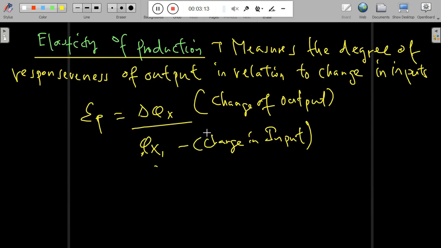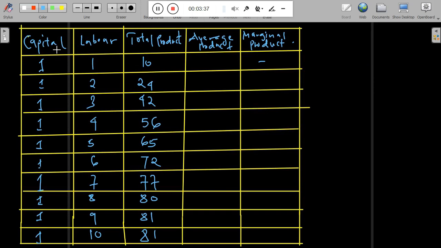Lastly, we have elasticity of production, which measures the degree of responsiveness of output in relation to the change of inputs. That is the change of output level due to change of a given input. So finally, we are going to finalize by looking at this table that analyzes clearly these parameters that are applied in production.